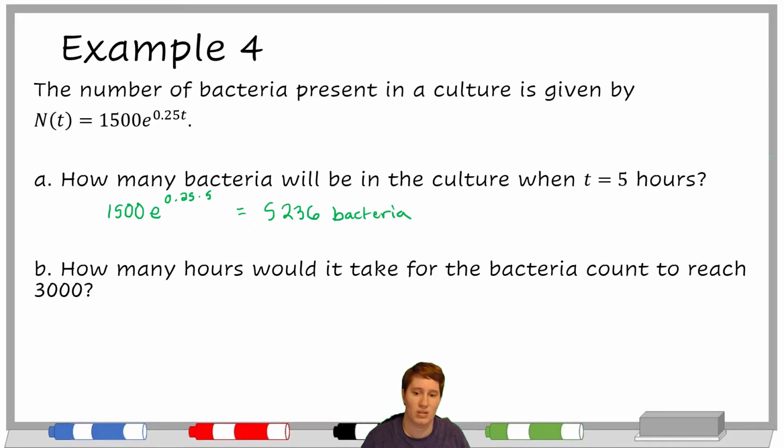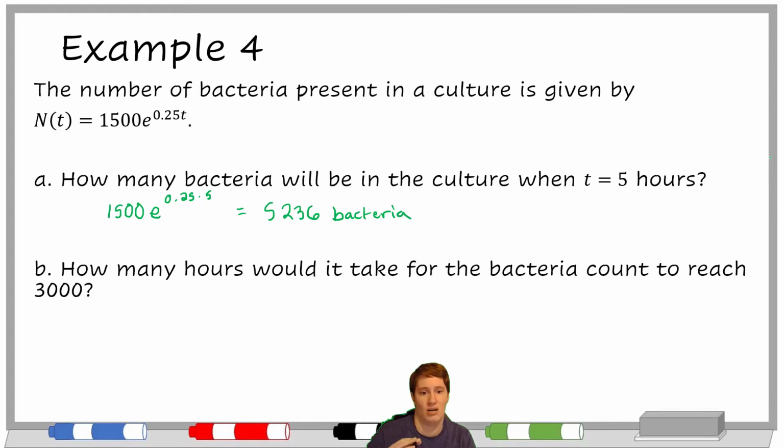Okay, how many hours would it take for the bacteria count to reach 3,000? Just as a quick note, when you see exponential equations like this, the number that's in front, like this 1,500, is the initial amount that we have. So we're talking about a bacteria culture that already has 1,500 bacteria in it. And so how many hours would it take for the bacteria count to reach 3,000 is actually asking us, how long does it take for this to double? Because what's interesting is that doubling time will end up continuing to be the same.